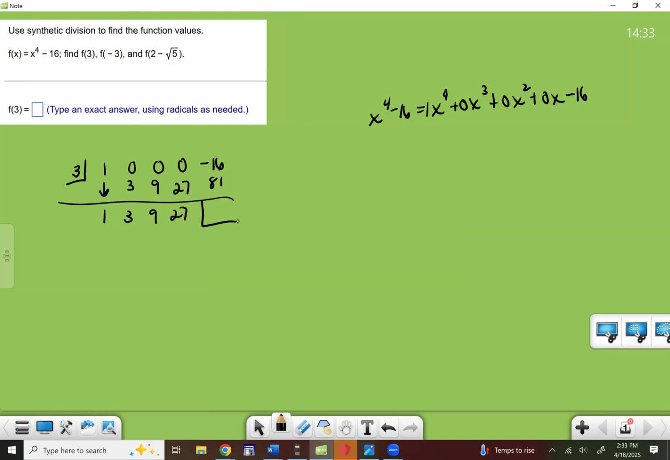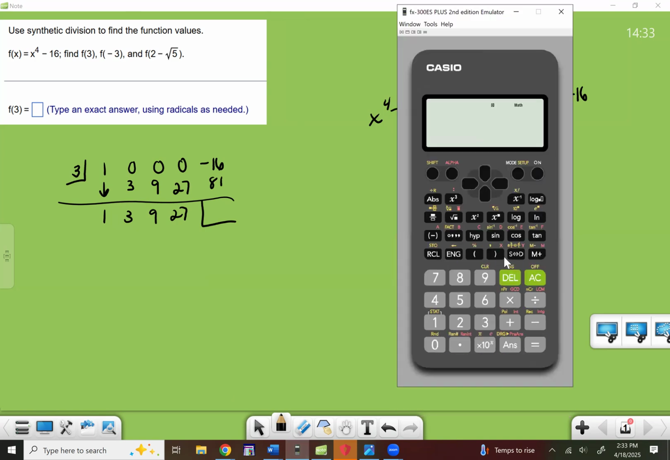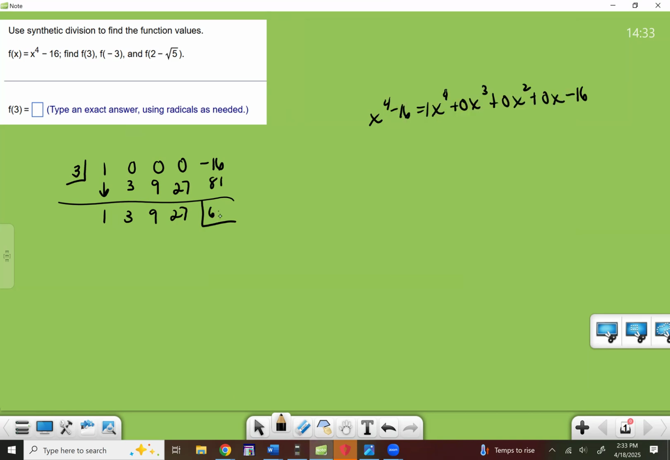So here's our remainder. So negative 16 plus 81. Let's see what that is. 81 minus 16 is 65. So that's going to be the answer. The remainder will be your answer. So f of 3 equals 65.